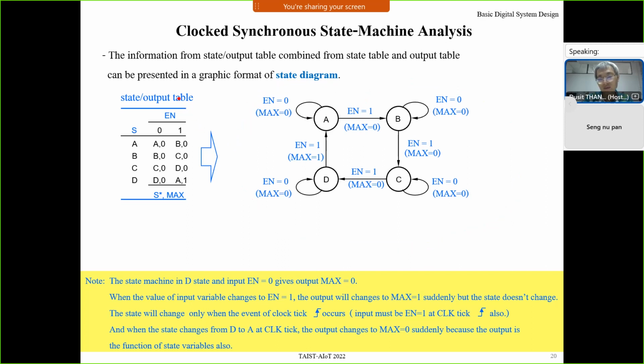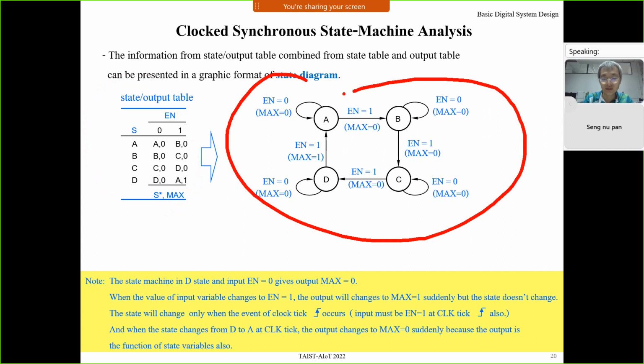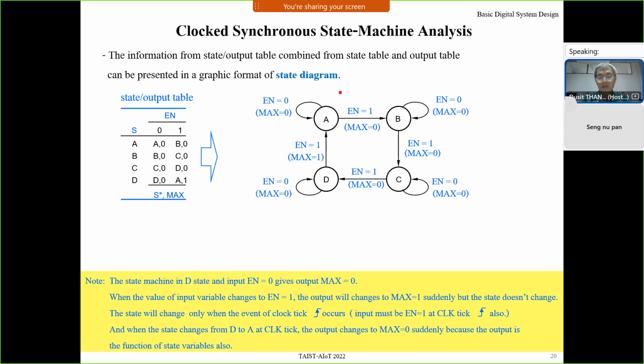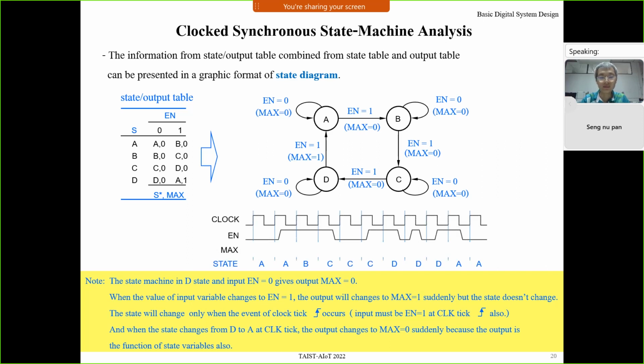Okay, someone prefers this one, someone prefers this one. Which one is okay?